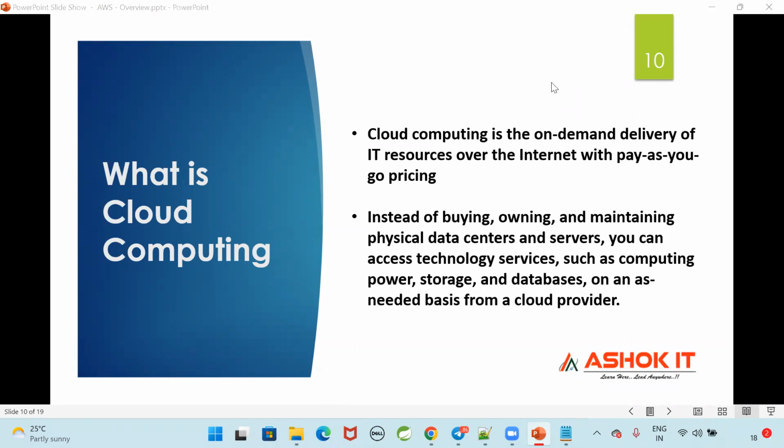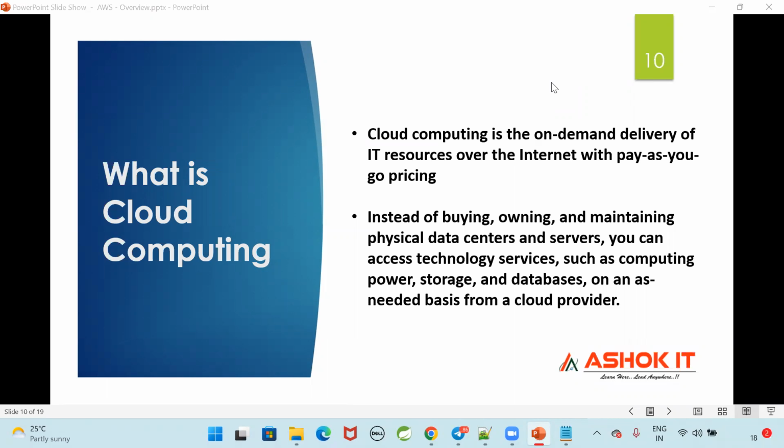Cloud computing is on-demand delivery of IT resources over the internet with pay as you go pricing.